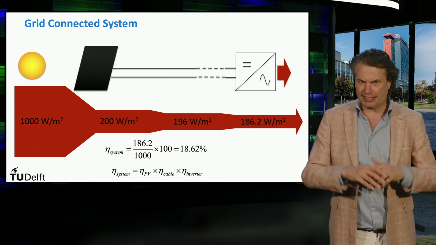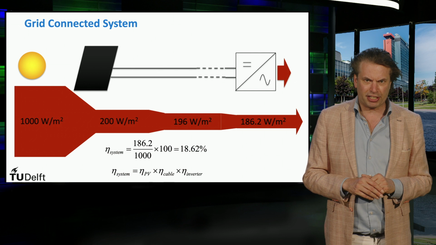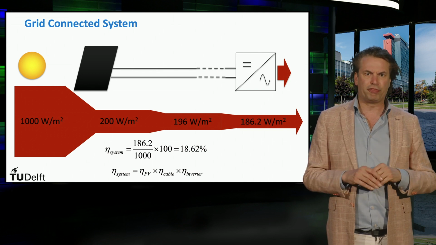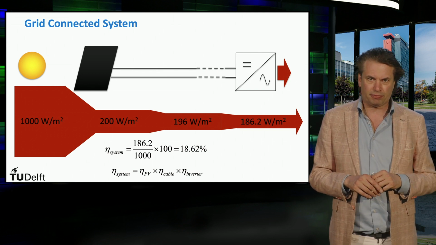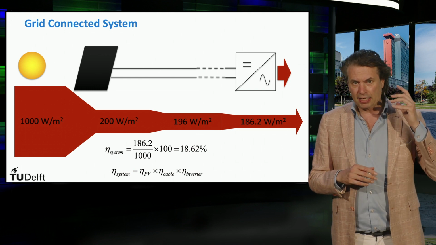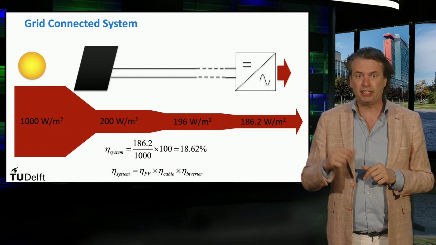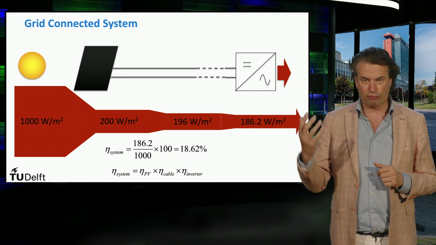It can also be said that the overall system efficiency is calculated as the product of the various component efficiencies. That is, eta system equals eta PV times eta cable times eta inverter.